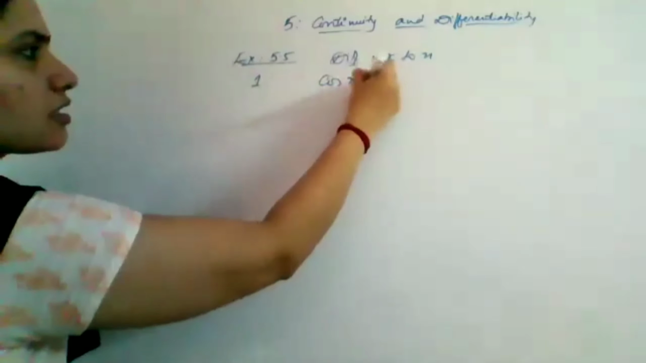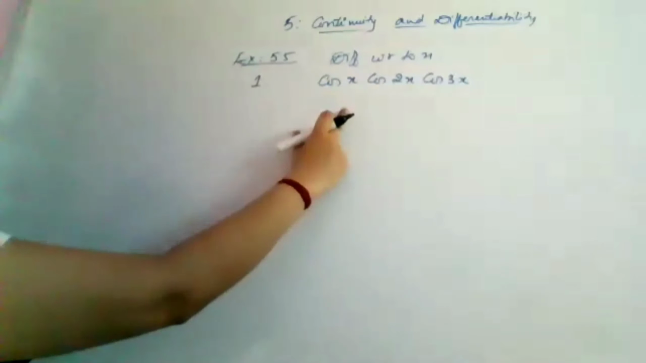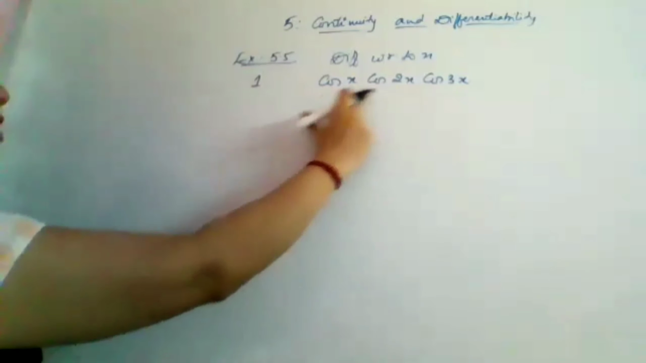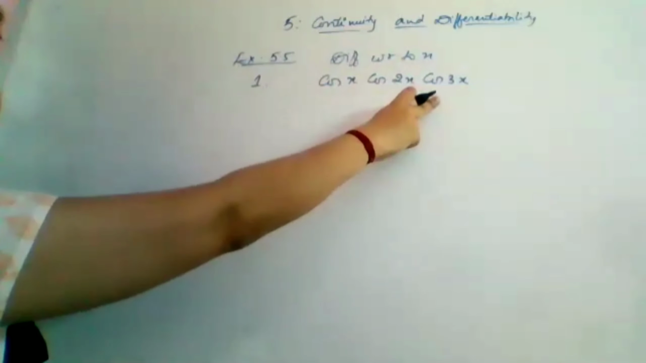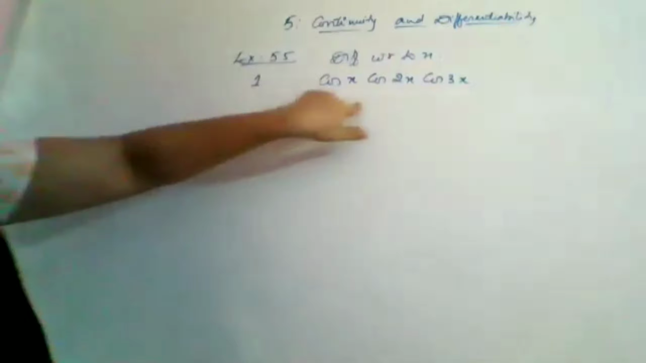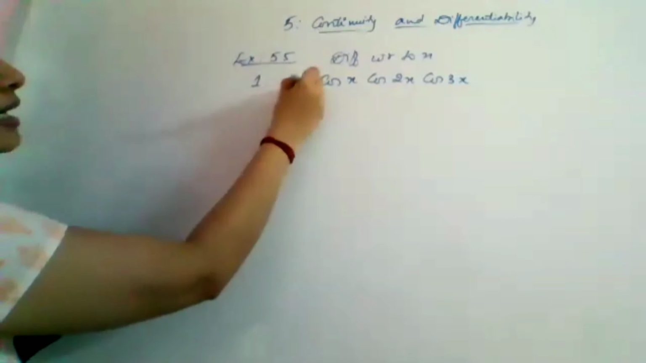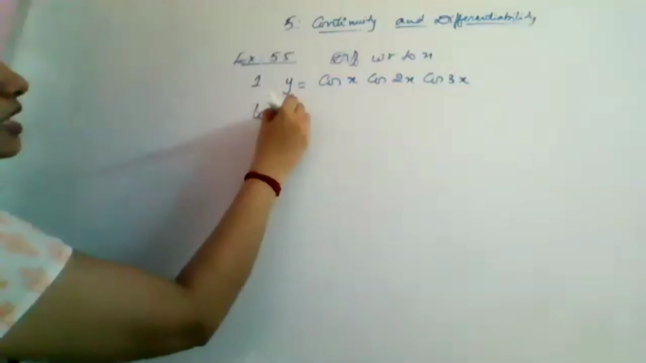cos x, cos 2x, cos 3x. Now, if you are applying the direct method, you have many terms to do. That is, first you have to take the derivative of this, then these two are constants, plus derivative of this, these two are constants. So that will be creating a lot of trouble. So what we will do is we will put the question as y and take the log on both sides. Okay, taking log on both sides.